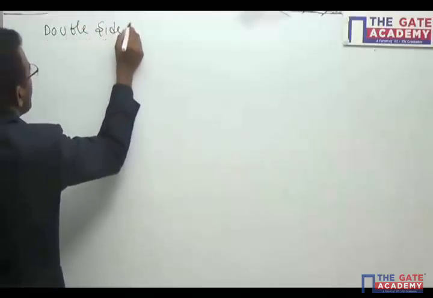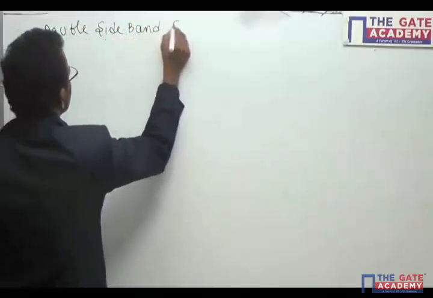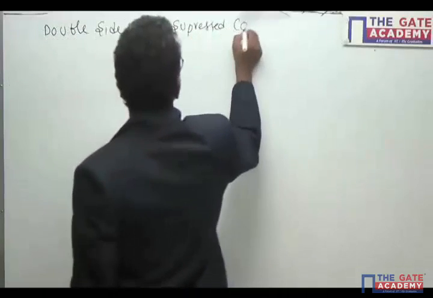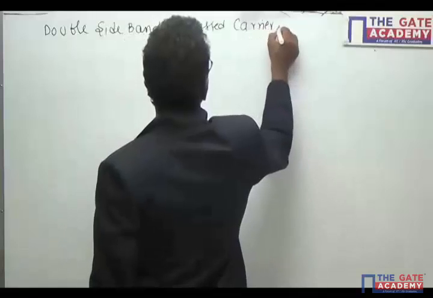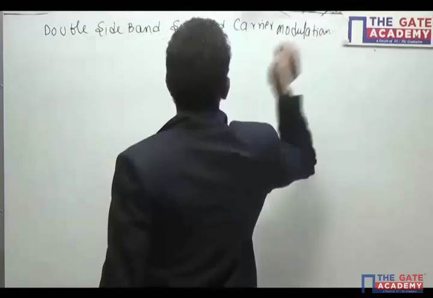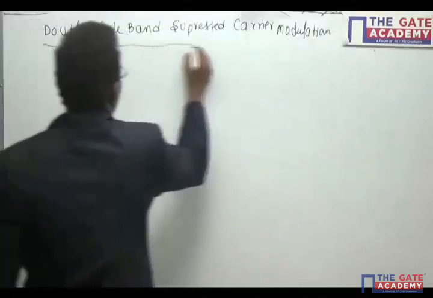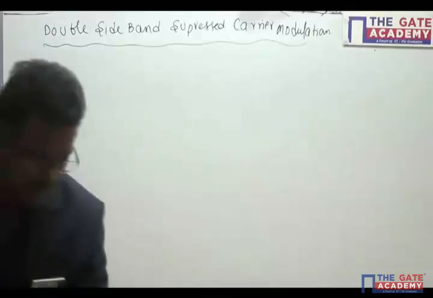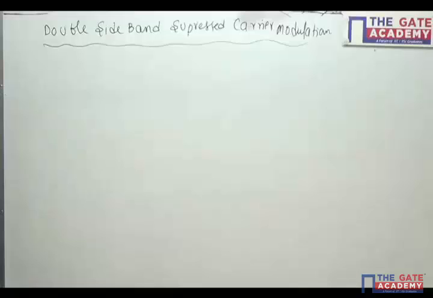Double sideband suppressed carrier modulation. And the name indicates it is having two sidebands, but there is no carrier. The same point. Because of suppressing the carrier, we can say up to 67%. Let's see.